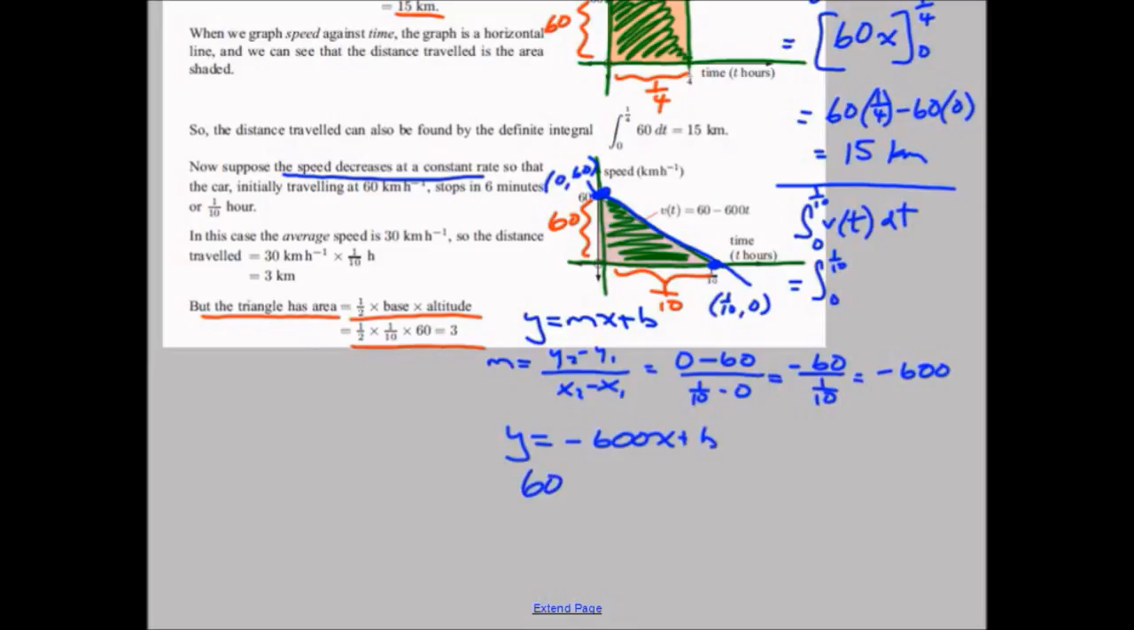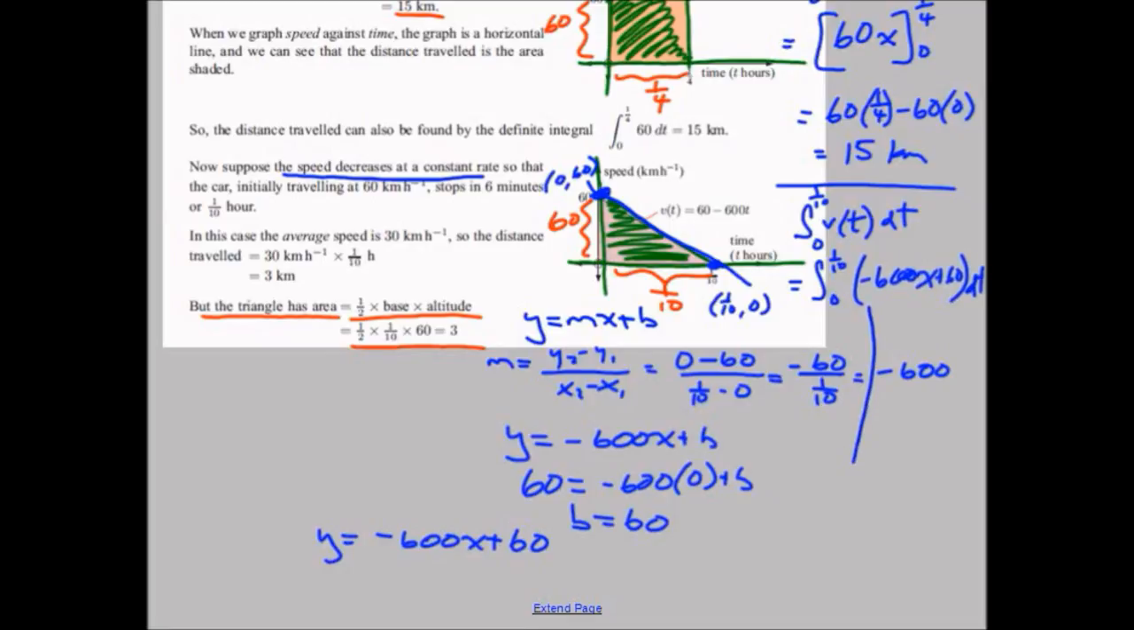So 60 equals... so b is 60. I guess we could see that from our graph anyway, because that's the y-intercept. So our equation then is y equals negative 600x plus 60. Okay, so that's the function that goes in here: negative 600x plus 60 dt.